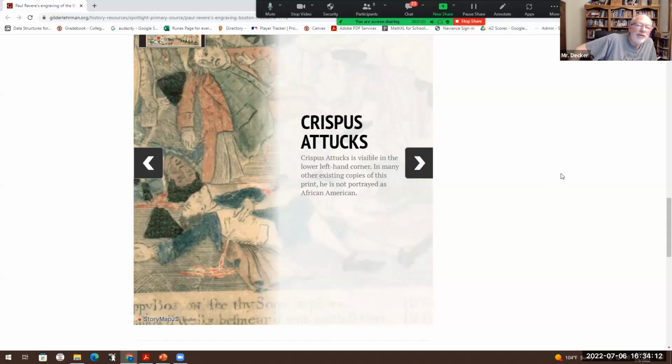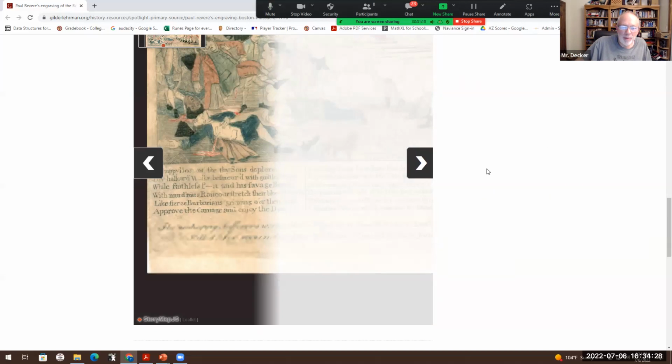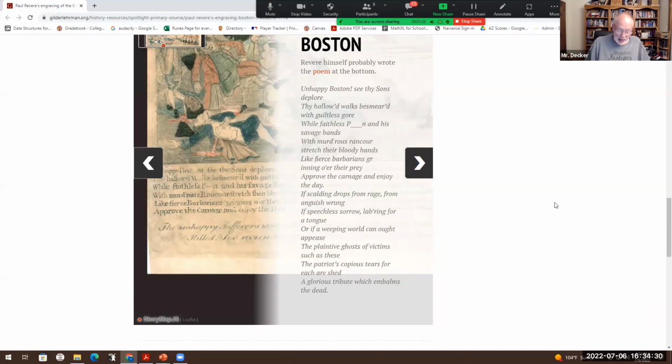Based on all the research I did, it looks like there were probably around 200 prints made of Revere's work. Not that many still in existence, but 200 total made. I can't remember, Pelham doesn't bring that up. There is a poem written underneath, the caption of the broadside.